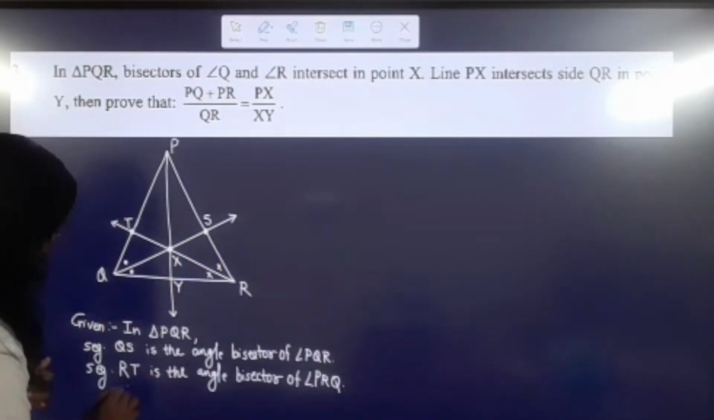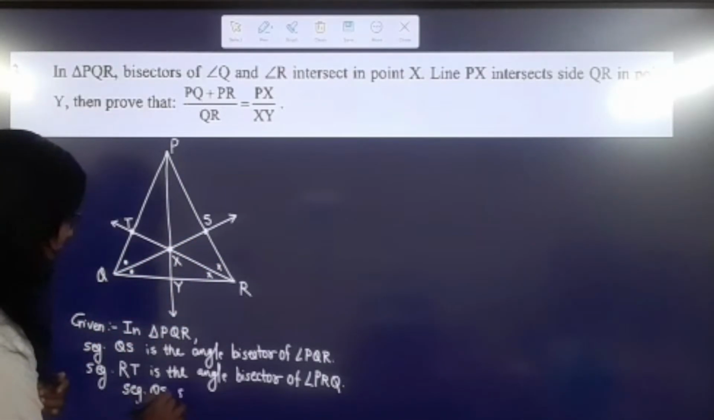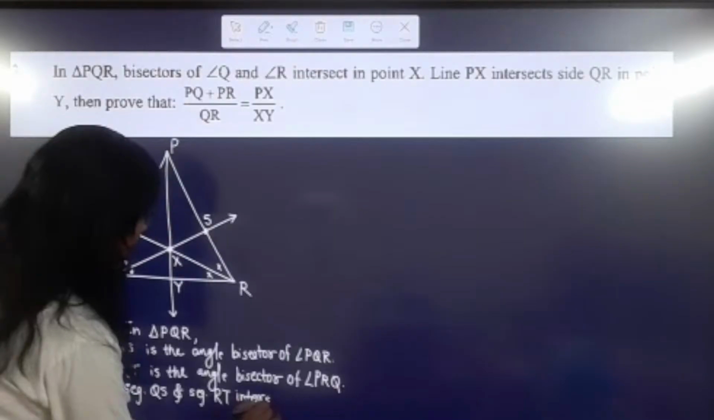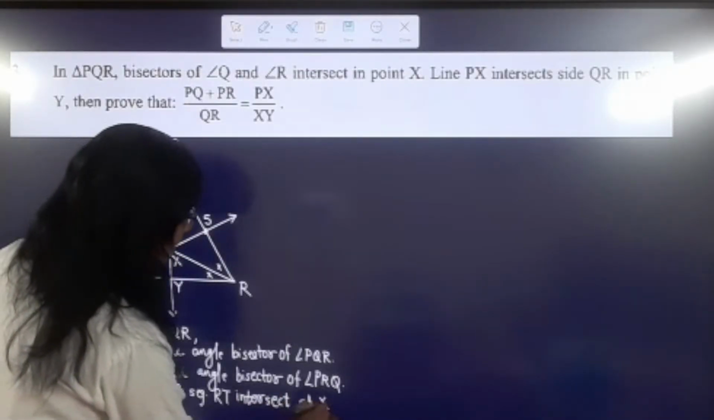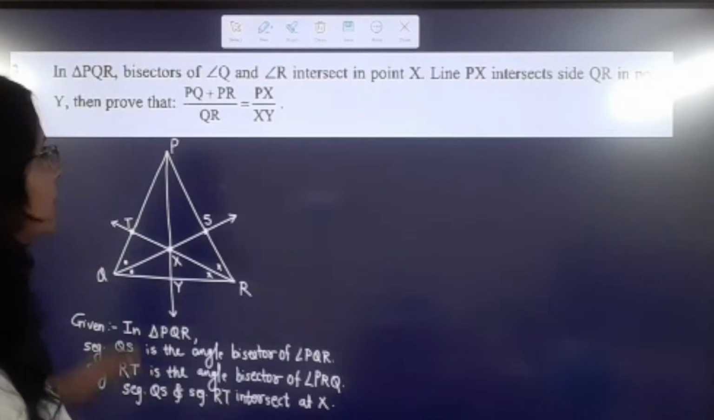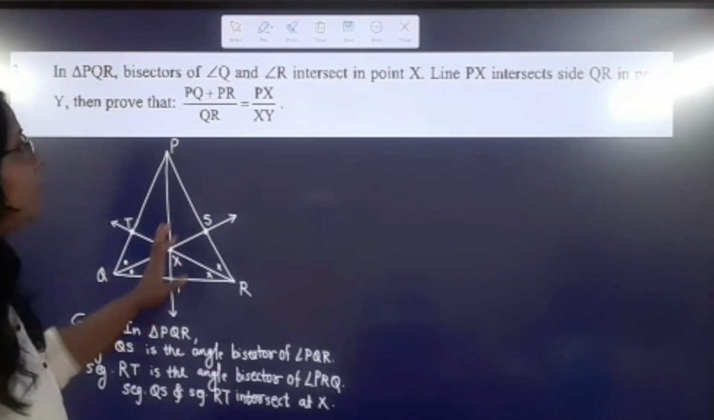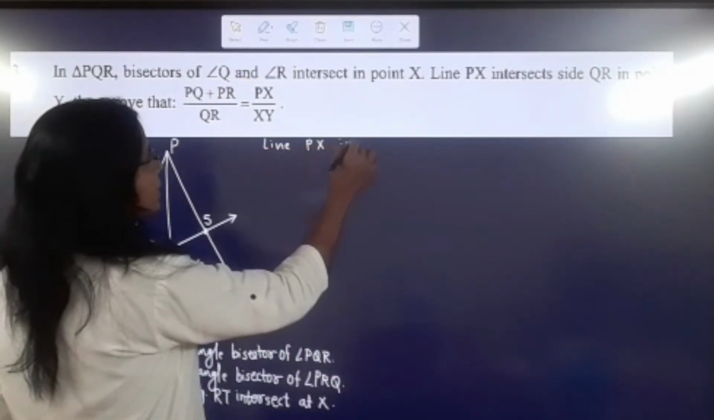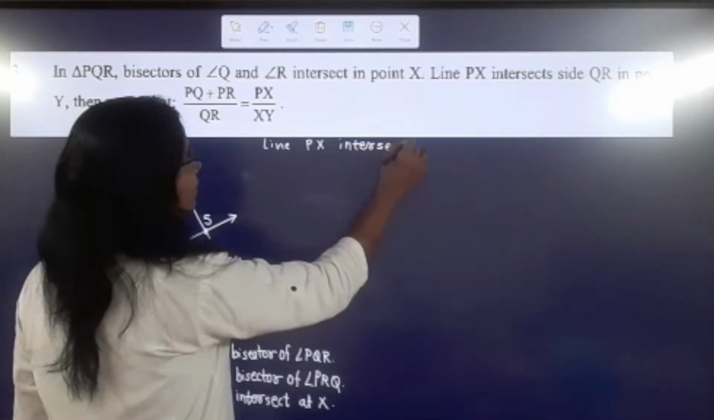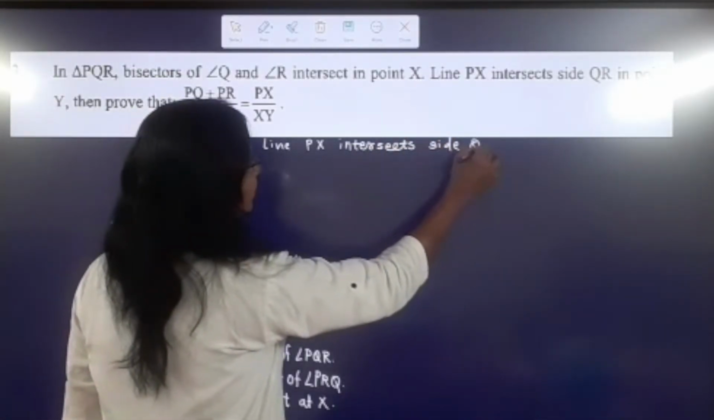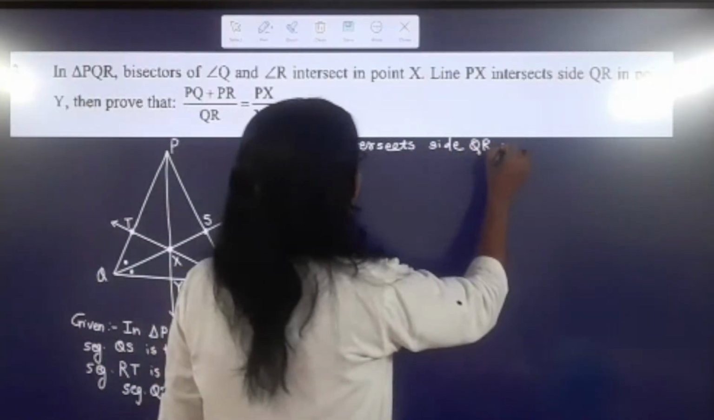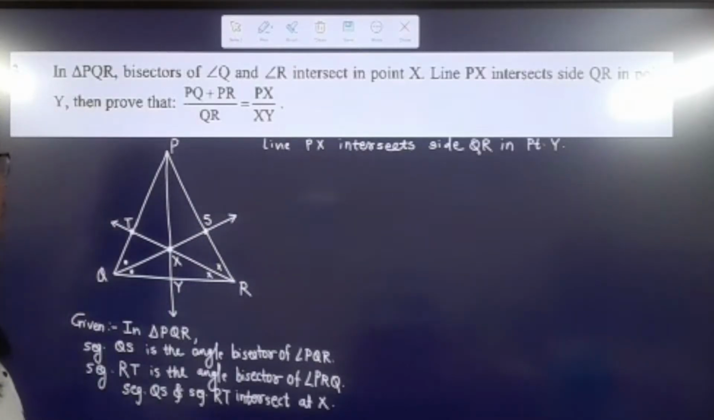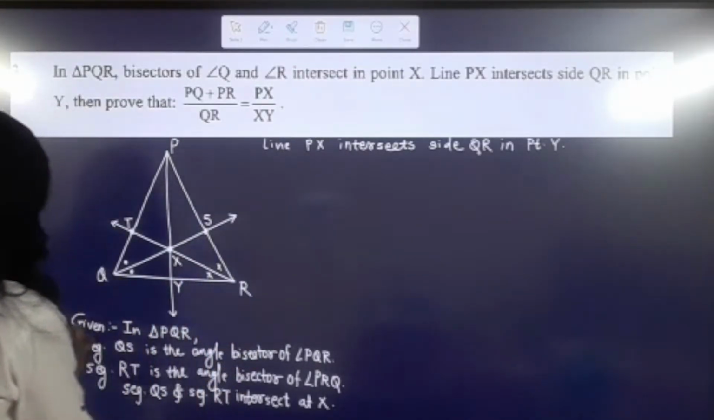Then here segment QS and RT intersect at X. Okay, intersect at X. Then line PX intersects side QR in point Y. In point Y. Okay, students. So now here, students, the given is written.